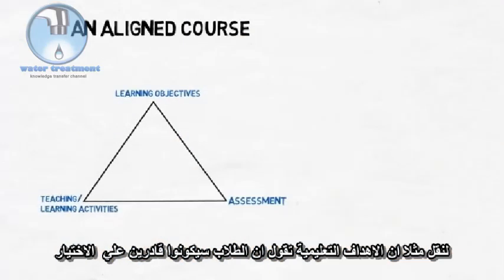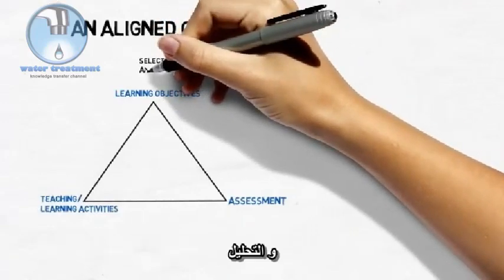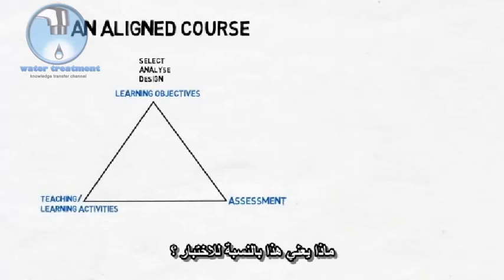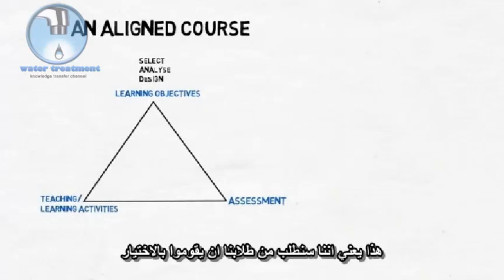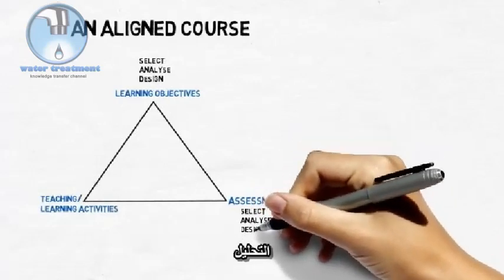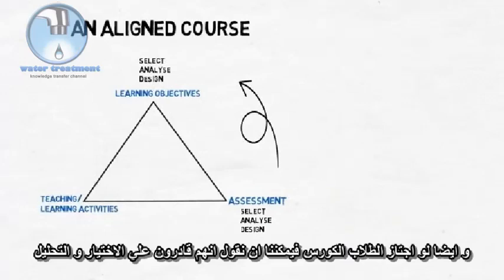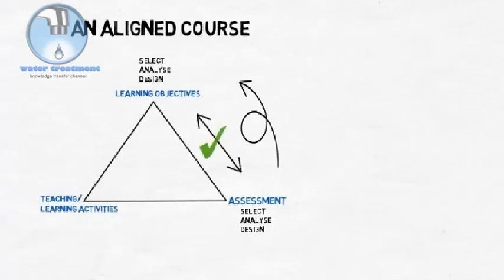To conclude, we'll have a look at an aligned course. Let's say that the learning objectives of our course state that students should be able to select, analyze, and design. What does this mean for the assessment? It means that we'll ask our students to actually select, analyze, and design. Even if students only focus on the assessment, they will end up focusing on the learning objectives anyway. Also, if students have passed the course, we can safely assume that they are capable of selecting, analyzing, and designing.